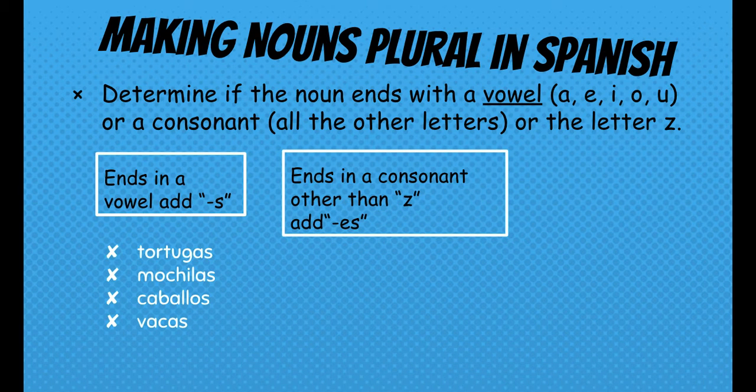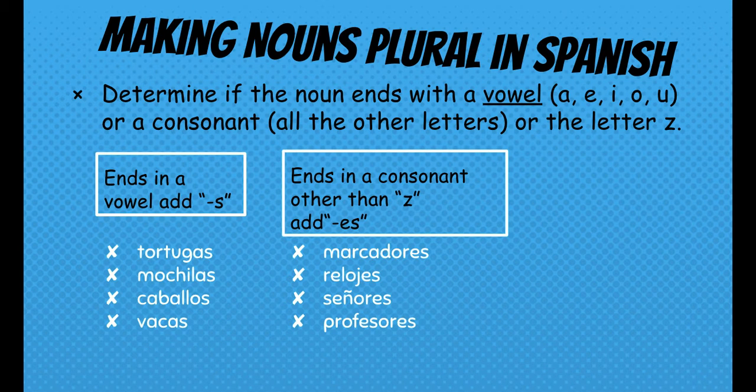If it ends in a consonant other than the letter Z, all you're going to do is add an ES. So, for example, marcador would become marcadores, reloj, which is a clock, would become relojes, señor becomes señores, profesor becomes profesores.